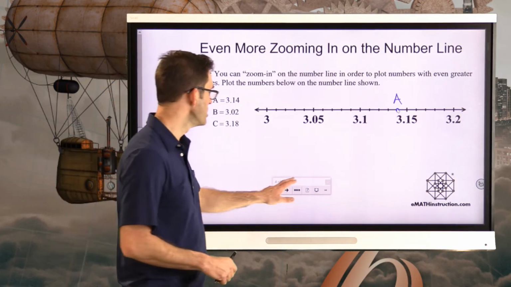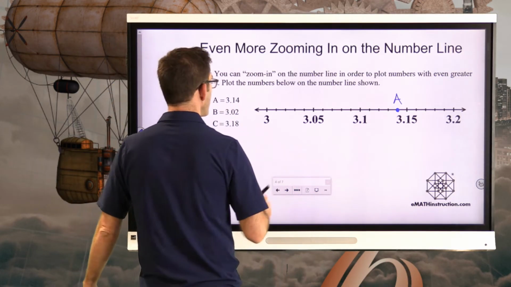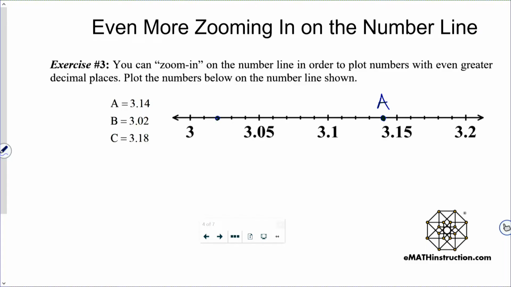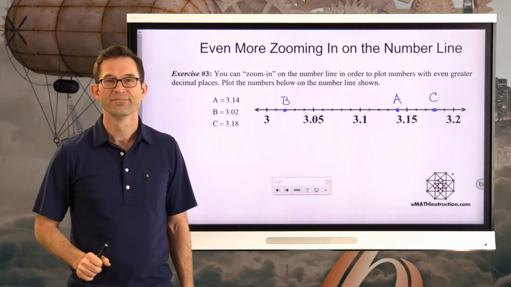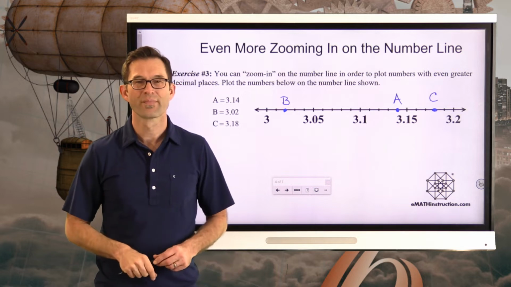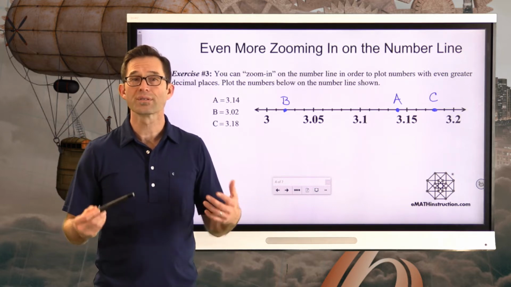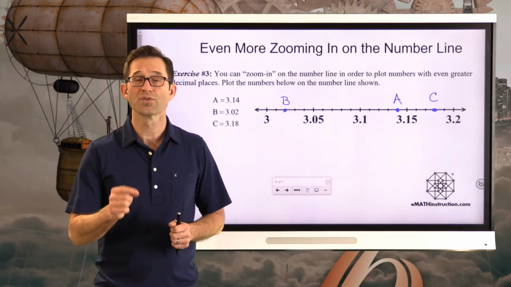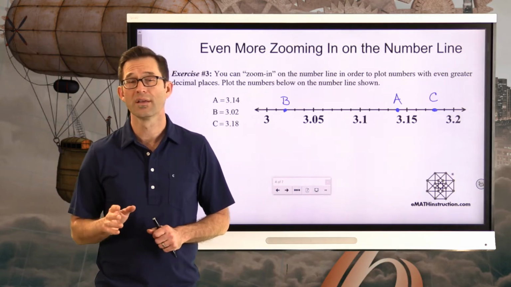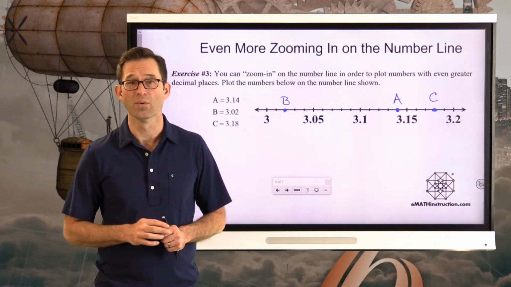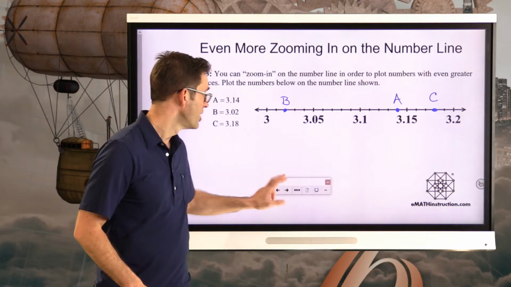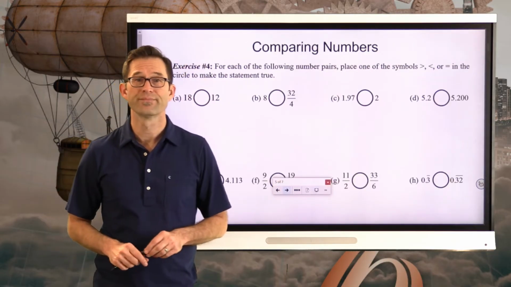All right, it's going to be easy. Here we go. Right, 3.02 is going to be right here, and 3.18 is going to be right there. All right, awesome. Now, we're going to segue at this point in the lesson to starting to talk about greater than, less than, or equals to. Let's look at that in the next exercise.